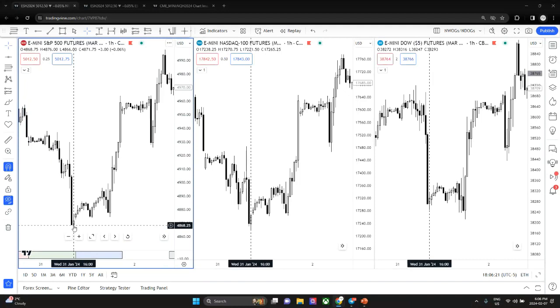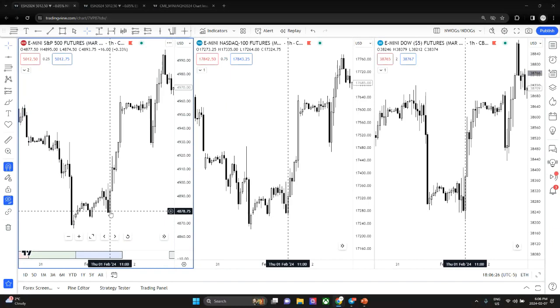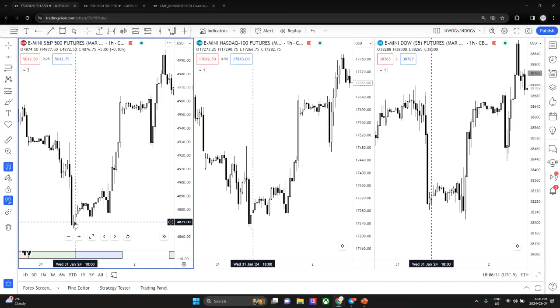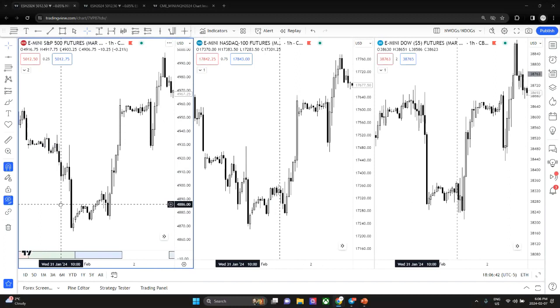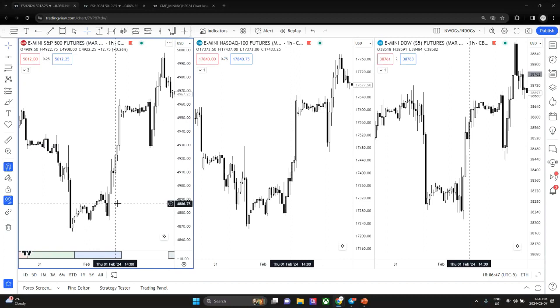Right, so this was a sequential SMT. This was the market saying, I'm ready to reverse, right? It's already Thursday. I told you guys that I expected price to fall during the week, and then we should expect what we expected here Thursday, right?